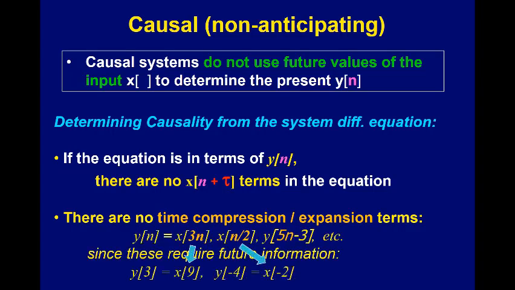And again, if you have compression or expansion, that violates causality too. If you have y of n equals x of 3n, well, take n equals 3. Then y of 3 needs x of 9. It hasn't come yet. There are still 6 samples to wait for. And coming the other way, n over 2 messes you up in the negative direction.